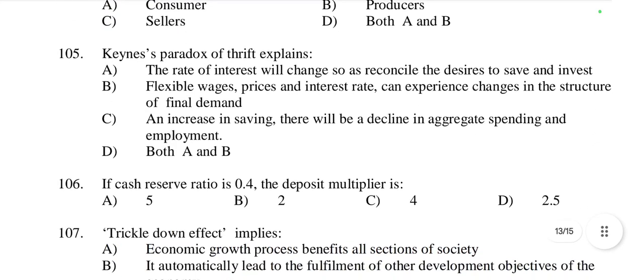Then next question, Keynes paradox of thrift explain. The rate of interest will change so as to reconcile the desire to save and invest. No. Then flexible wages, prices and interest rate can experience change in structure of the final demand. No. An increase in saving, there will be a decline in aggregate spending and employment. Yes, this is the right option. Keynes paradox of thrift. This we know that when saving increases, then investment rises and economy grows.